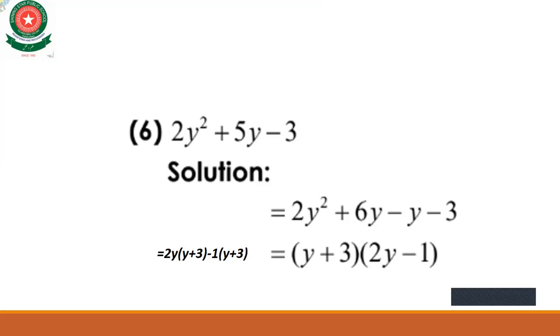1 is common. Okay, by taking minus 1 common, as you know, when we are taking minus 1 common, then the sign will change. Here is minus y minus 3, we can write it as y plus 3. As we have taken minus common, here the common factor is y plus 3. By taking common factor y plus 3, remaining will be 2y minus 1.